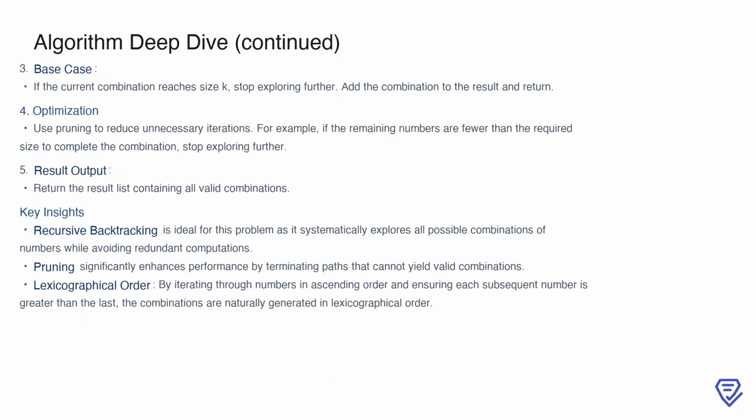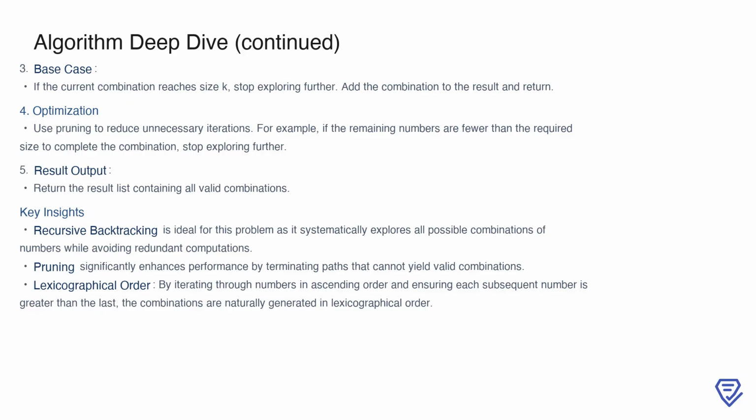Now, let's discuss the base case and optimizations for this approach. The base case occurs when the current combination size equals k. At this point, we stop further exploration, save the combination to the result list, and return. To optimize the algorithm, we implement pruning. For instance, if the remaining numbers are fewer than what is required to complete the combination, there's no point in continuing down that path. This reduces unnecessary computations. Once all valid combinations are generated, we return the result list. Recursive backtracking is particularly suited for this problem because it systematically explores all possibilities while avoiding redundant computations.